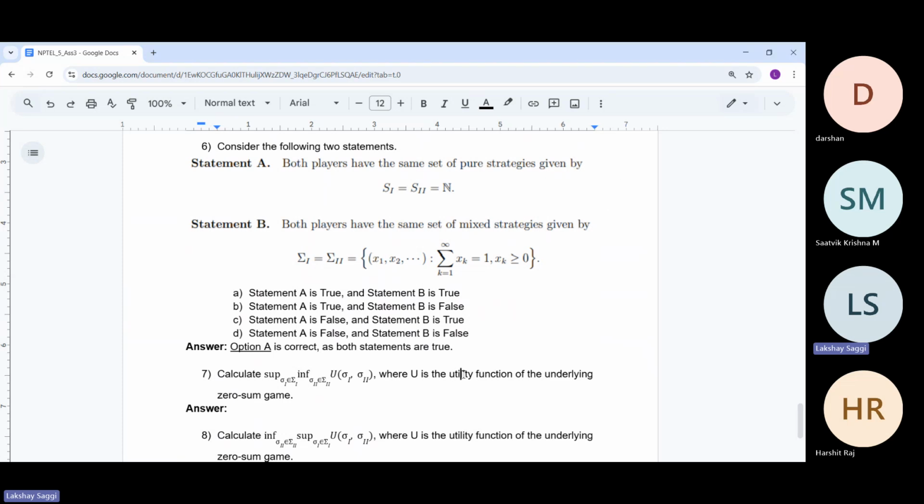If player 1 wins, then his utility is +1. If player 2 wins, his utility is +1. And if it's a tie, then both of the utilities are 0. So now we want to find out the supremum. I hope everyone knows what supremum and infimum are. Harshit is asking, is supremum and infimum the same as max min?